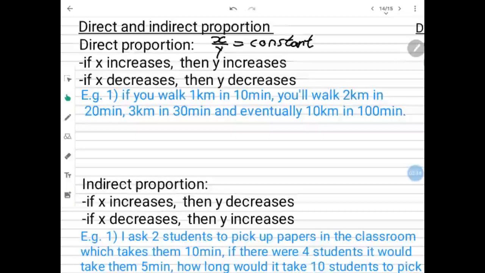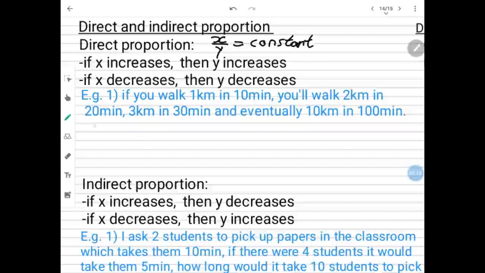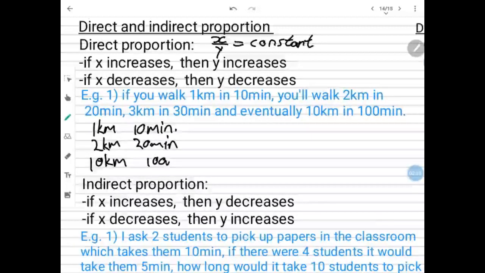So the way that we can write this is like this. Let's write down the information that we have already. This is what they give us. They say 1 kilometer will take 10 minutes, 2 kilometers, 20 minutes. Let's skip the 3 kilometer one and go to the 10 kilometers, which will take 100 minutes.